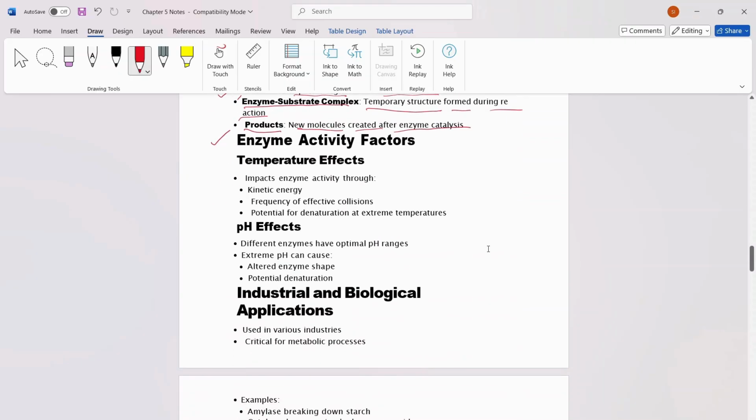Enzyme activity factors. Number 1, temperature effects.